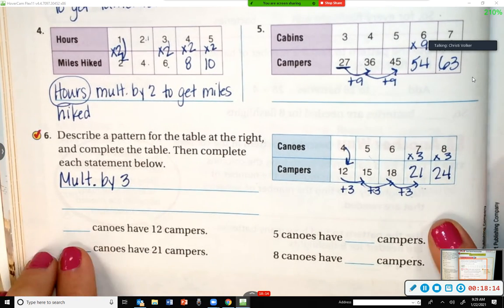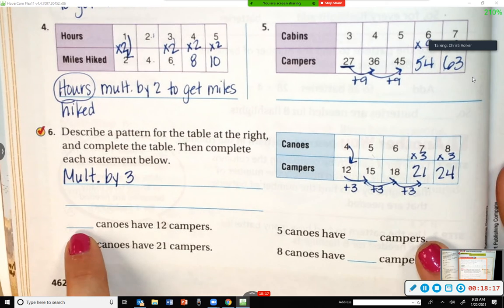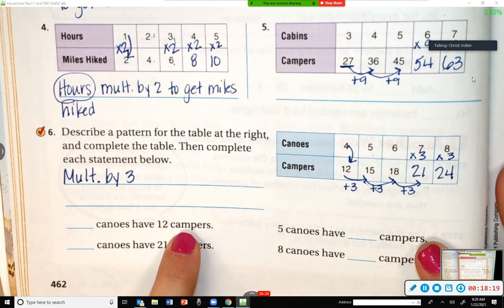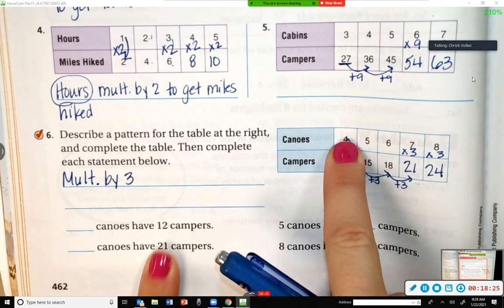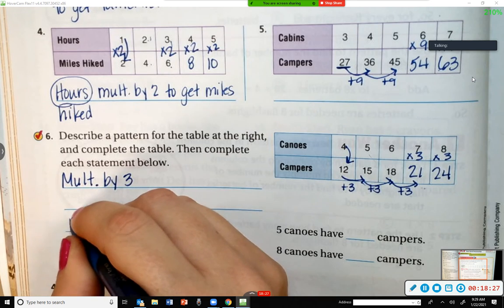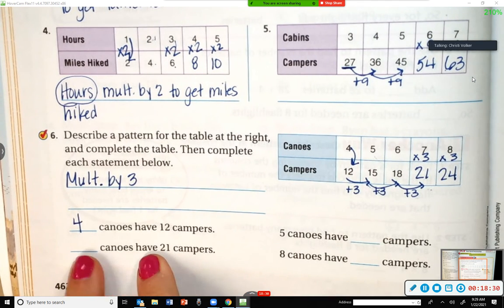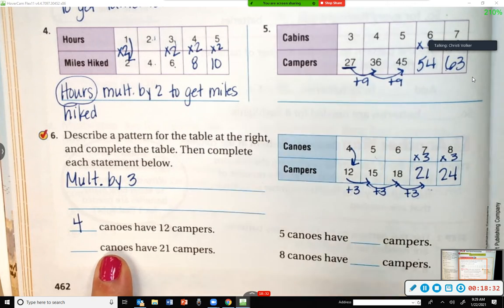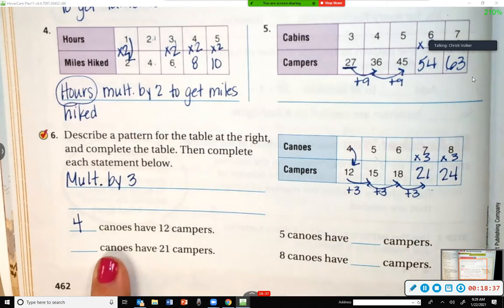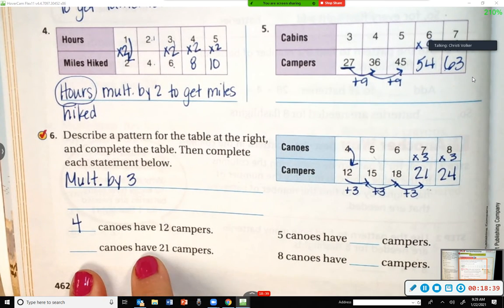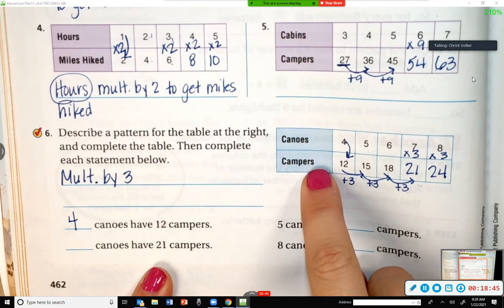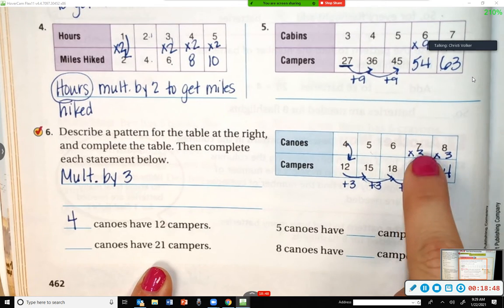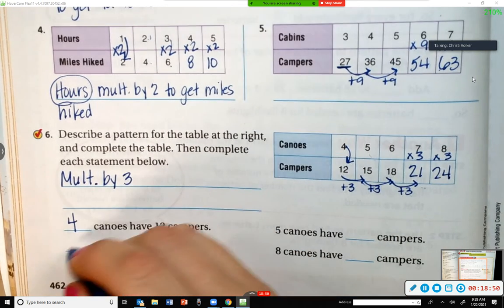Now down here you had to look at the canoes and campers and fill in the blanks. So this is basically asking you how many canoes have 12 campers. So we need to find 12 campers, and it would be 4 canoes. Okay. How many canoes have... Kaylee, if I'm still in the middle of saying the sentence, don't say the answer, okay? How many canoes have 21 campers? 7. So we could go over here and find 21 campers. So that would be 7 canoes.